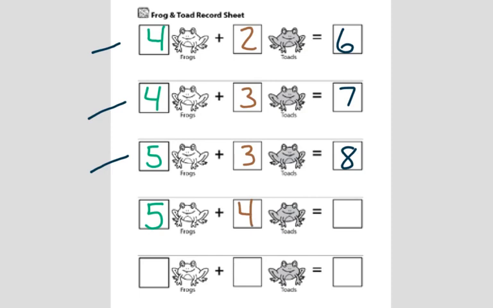Equals what all together? Remember, we're trying not to use our fingers, so imagine a 10 frame, tallies, put 5 in your head and count 4 more. Or maybe you realize that 5 plus 4 is close to a doubles fact, so you might be able to take one away. Or maybe you just know what 5 plus 4 is. If you said 9, nice job. 5 frogs plus 4 toads equals 9.